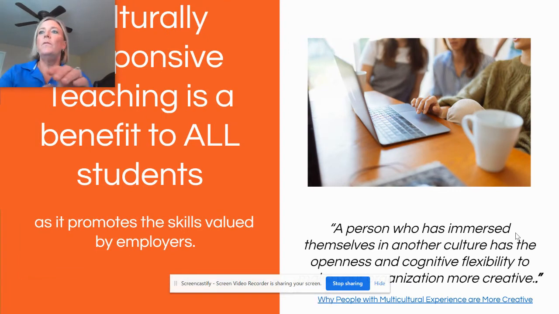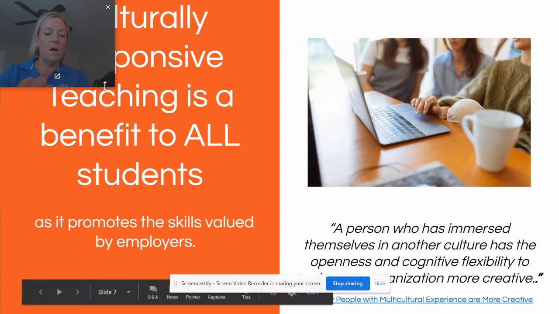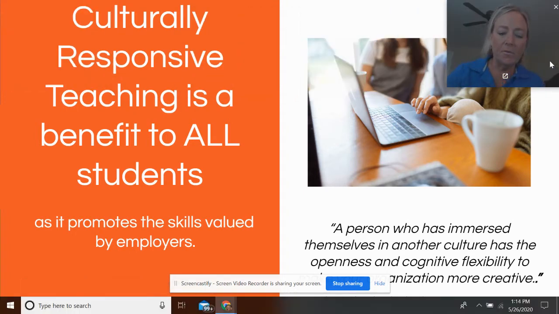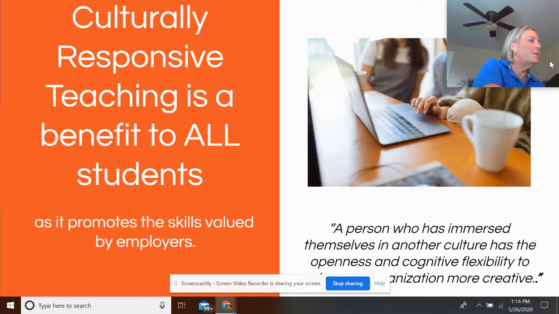Okay, this is a quote from Dr. Art Markman. He is a doctor of psychology and marketing, and he's a professor at the University of Texas at Austin. He's written several books, and this is his quote about culturally responsive teaching. A person who has immersed themselves in another culture has the openness and cognitive flexibility to make your organization more creative. And there's a link, you will see a link at the bottom right of the screen, which will explain his thoughts on why multicultural experiences lead to more creative students, learners, and workers.